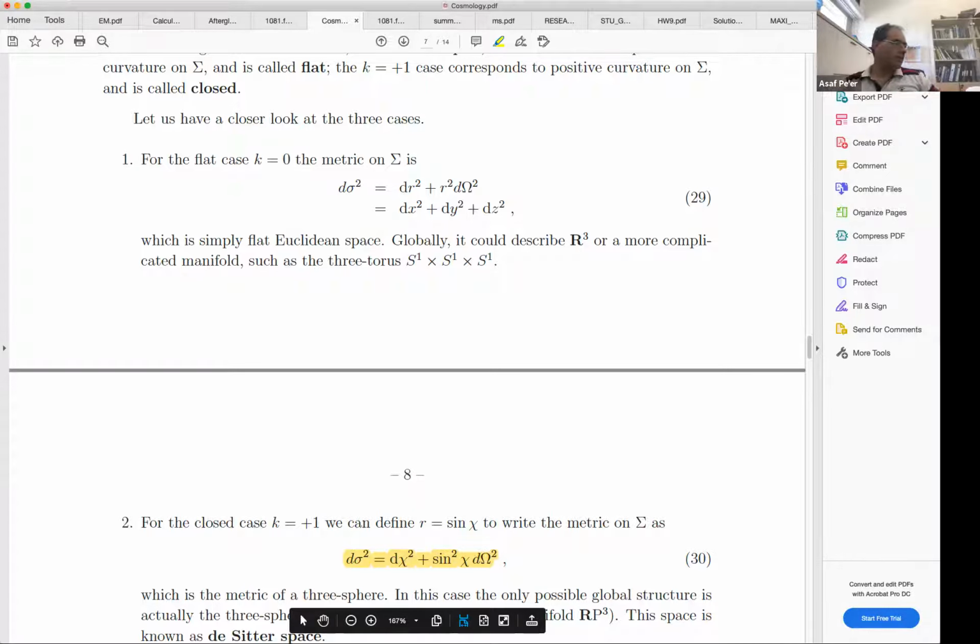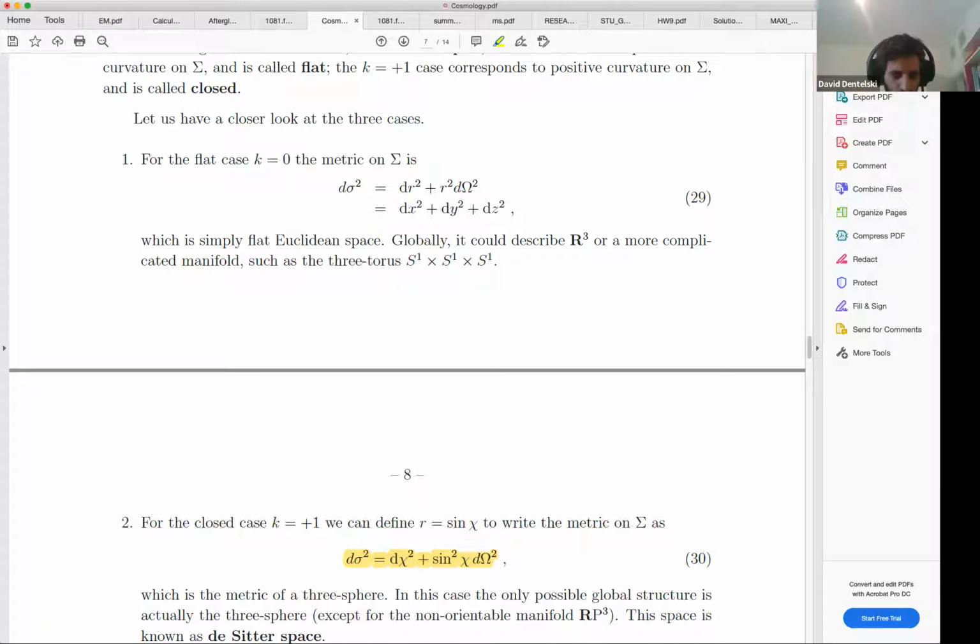What is just described here? Just a sphere. This is a three-dimensional sphere. It's not a two-dimensional sphere, it's a three-dimensional sphere. Now, technically, it has a name, which you may have heard. It's called de Sitter space.